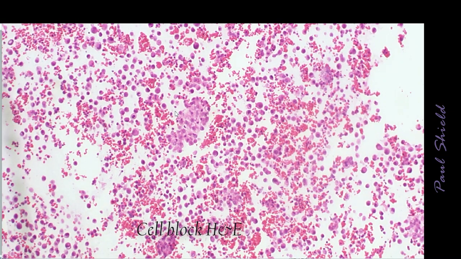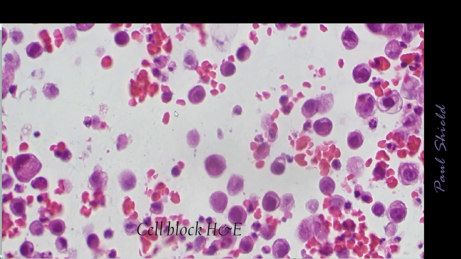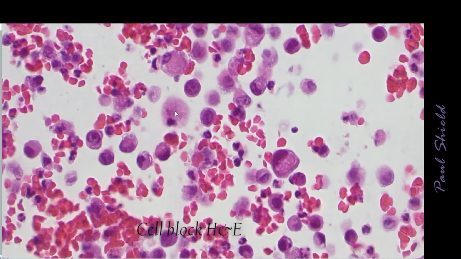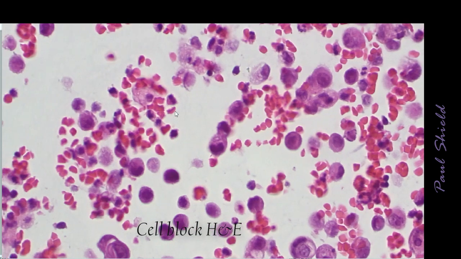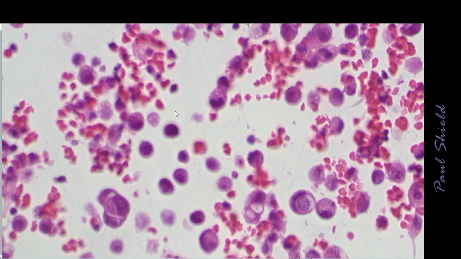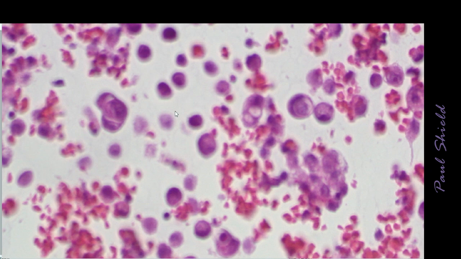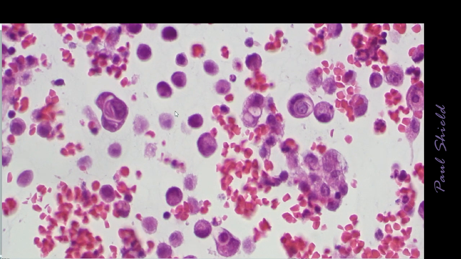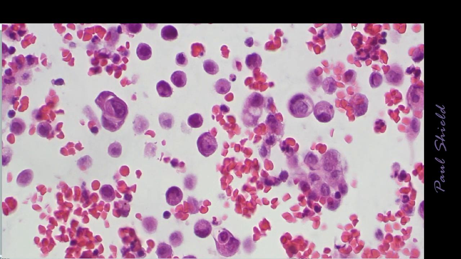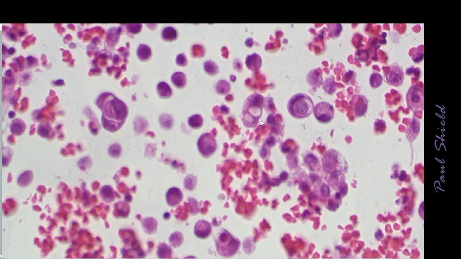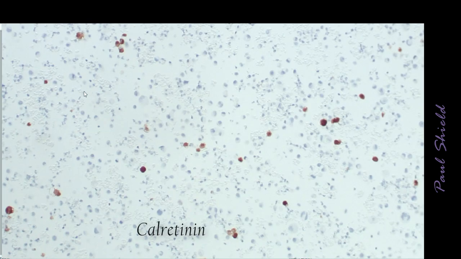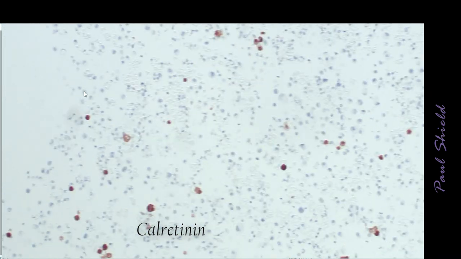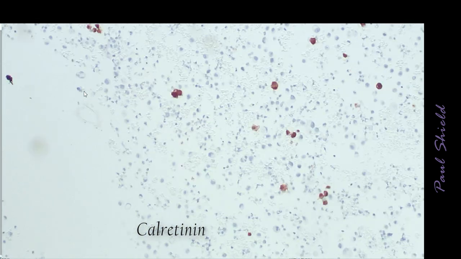This is the cell block, the H&E, and showing groups and single cells pretty much matching what we were seeing. It's quite cellular. Just on high power, you can see the malignant features of the cells. Nuclear detail is not quite as good on the formalin fixation, but you can see that there is variation in size and they appear quite hyperchromatic, and there's a bit of cytoplasmic vacuolation. So really confirming the morphology that we saw.